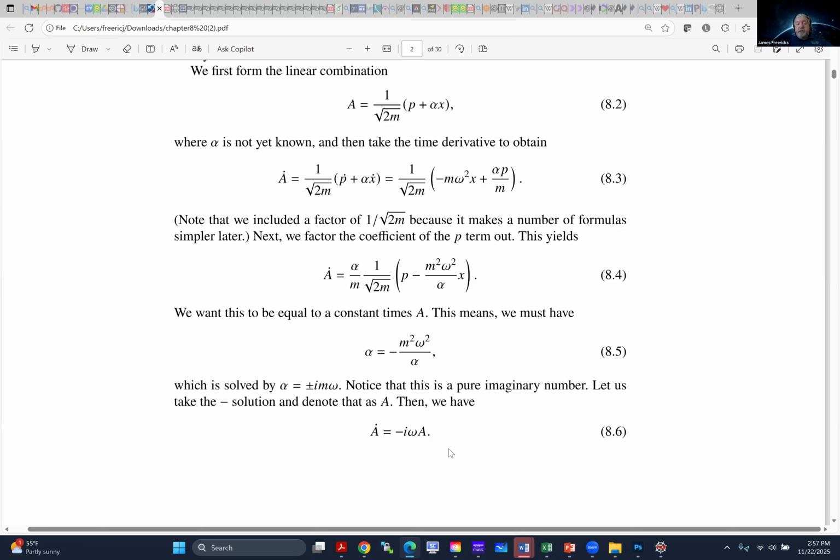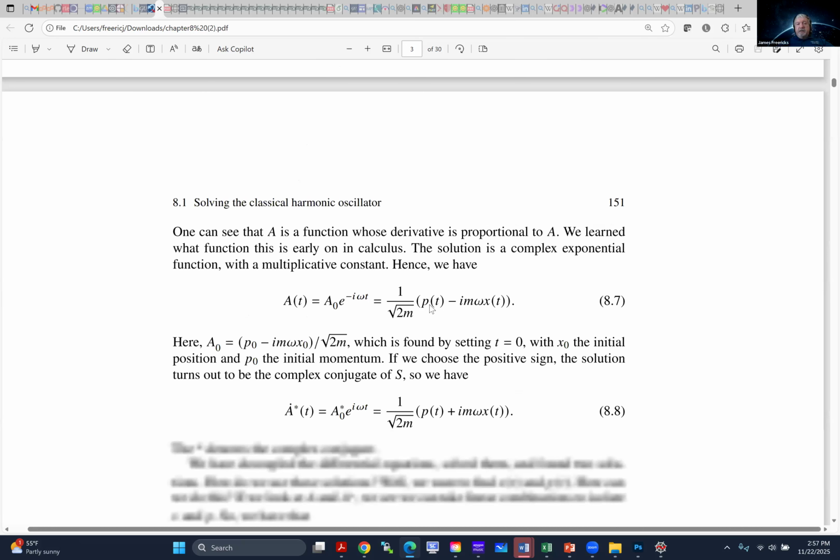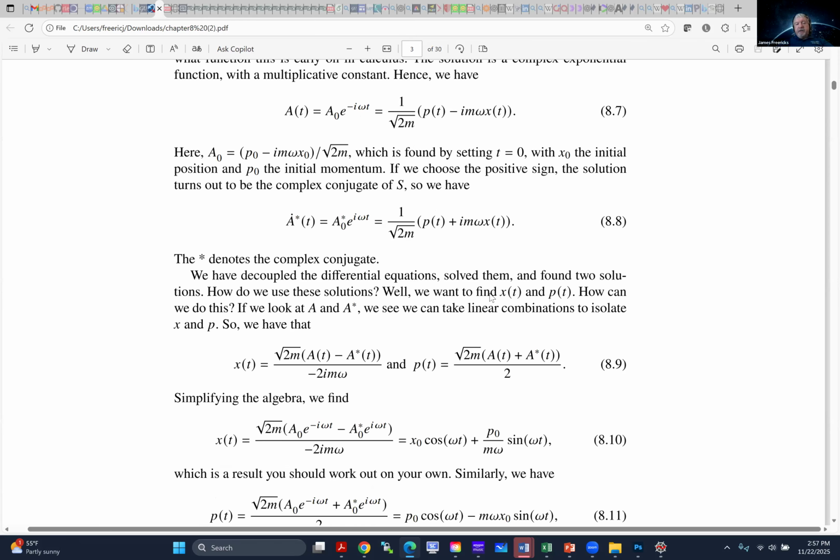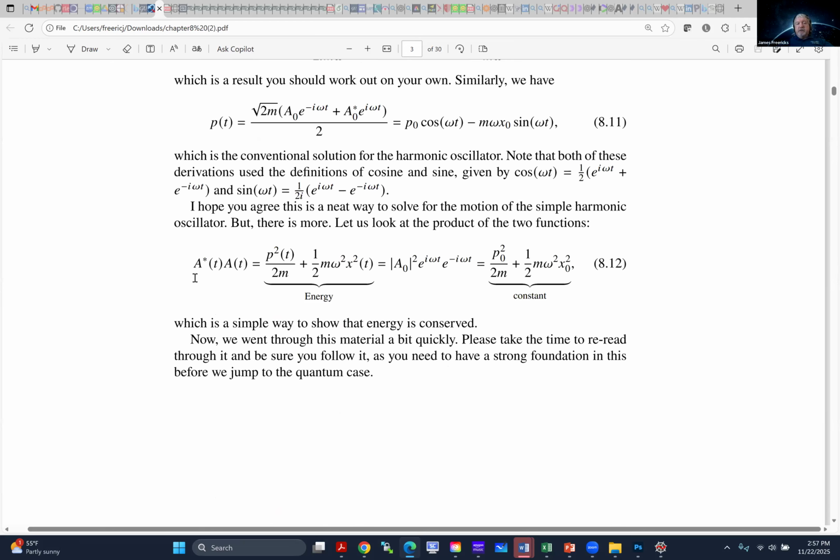So this is a differential equation anyone who's taken differential calculus can solve, because this is an exponential function. And you find it is some constant times e to the minus i omega t. The constant is just the initial values of this A object. And you have actually two solutions, this and its complex conjugate. And I'm not going to go through the details. You can solve for x of t and p of t, and it's exactly the classical equation of motion. But what's really interesting is you can form A star A, and it's the Hamiltonian. But because one goes like e to the i omega t, the other like e to the minus i omega t, it's a constant.